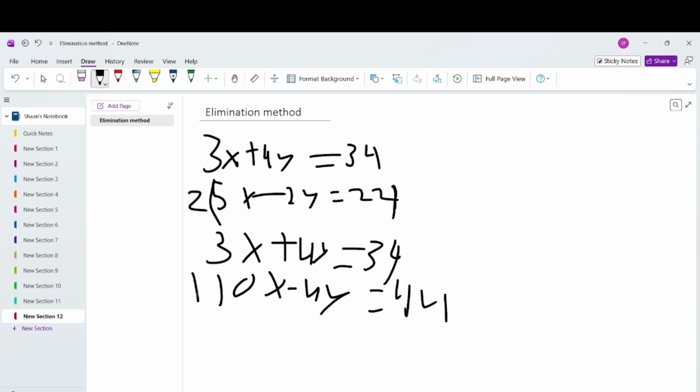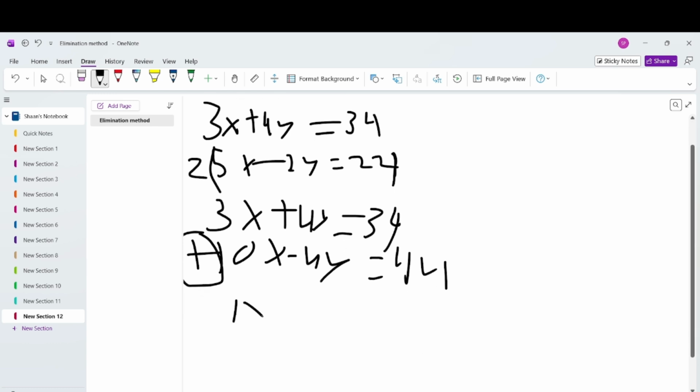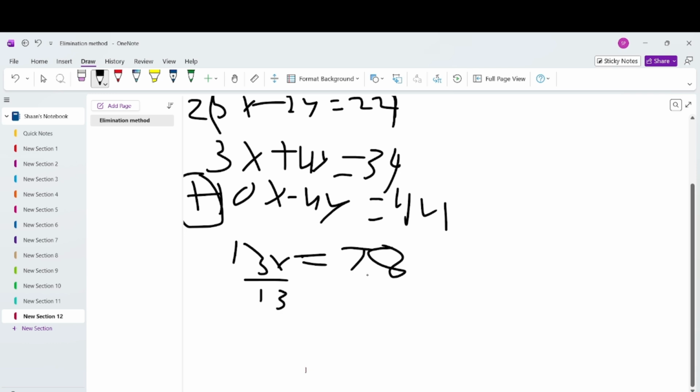Now we're going to add these two equations together. What I mean by that is we're going to add x to x, y to y, and our numbers together. So we have 3x plus 10x, which is 13x. 4y plus negative 4y is just 0, so we're not going to write anything there. And that's equal to 34 plus 44, which is equal to 78. So now if we divide both sides by 13, we get x is equal to 6.